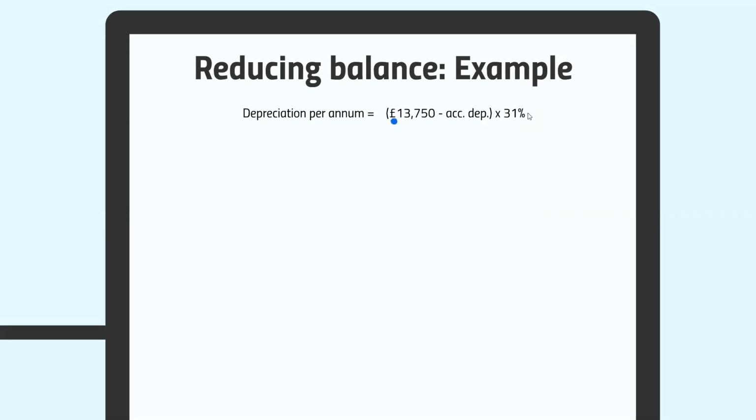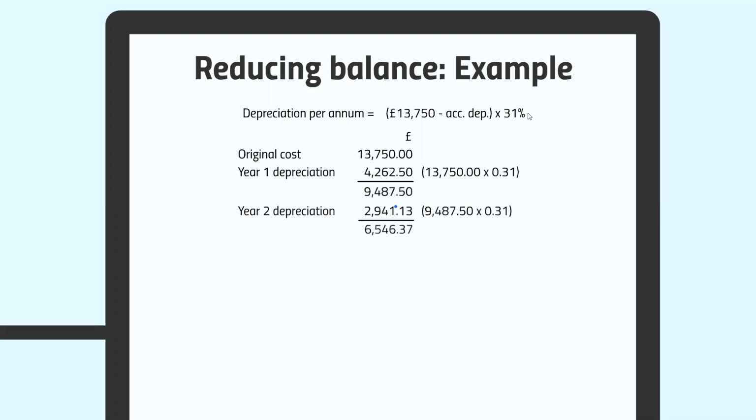In year one, we have no accumulated depreciation, so this is simply the cost of the asset, and we multiply this by our rate percentage of 31%, okay? So this would give us a year one depreciation charge of just over £4,000, which we can see is our cost of the asset multiplied by 31%. And this would then give us a carrying value of this asset at the end of the X1 financial year of £9,487, okay? And we could then repeat this process over and over again.